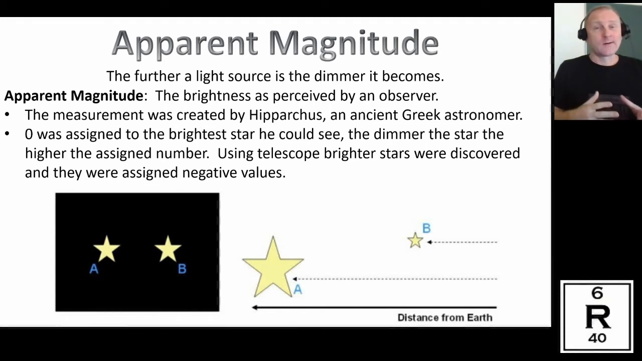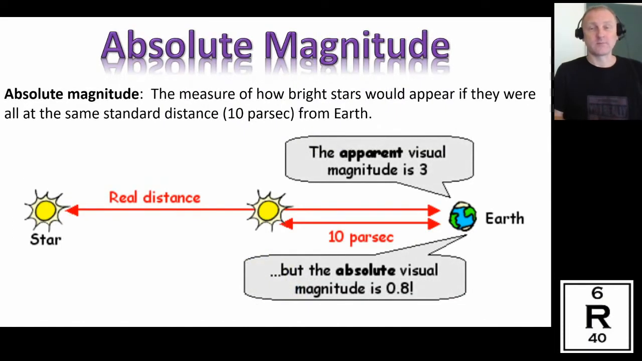What happened later, though, is telescopes got invented, and we found stars that were even brighter than the ones that were originally assigned the 0. And so those numbers had to become negative. So when you see a brightness scale, you'll see negative numbers and positive numbers. And it's important to note that the reason there are positives and negatives is because at the time the scale was created, 0 was the brightest. So that's why there are negative numbers in the scale of brightness.